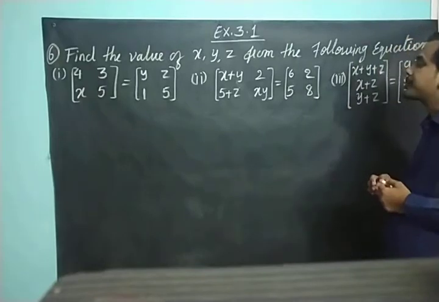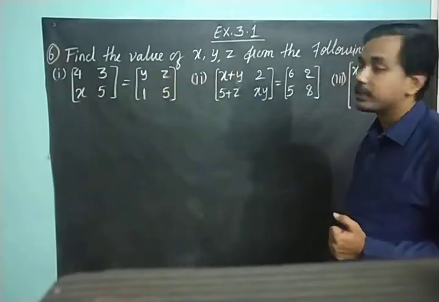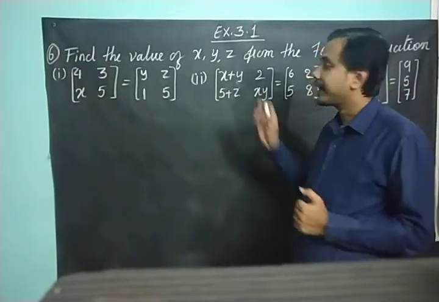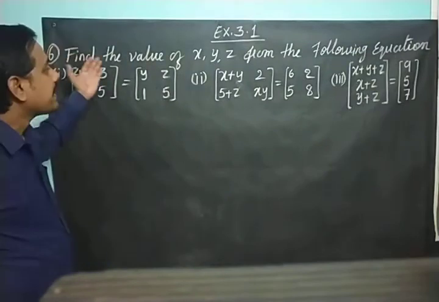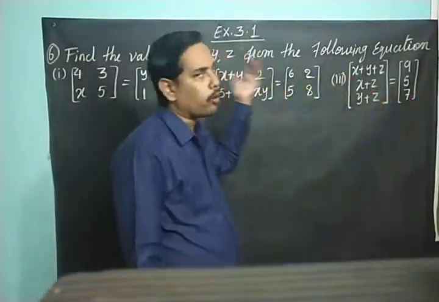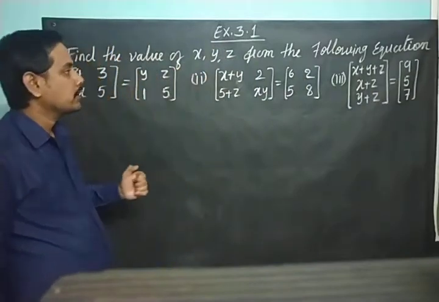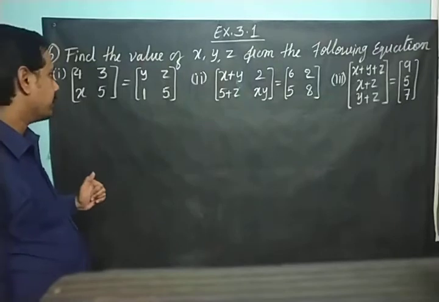So in this session we are going to continue with the sixth exercise problem. What is there in this? Find the value of x, y, z from the following equation. This type of problem we have already solved, so let's see what will be the values for x, y and z.